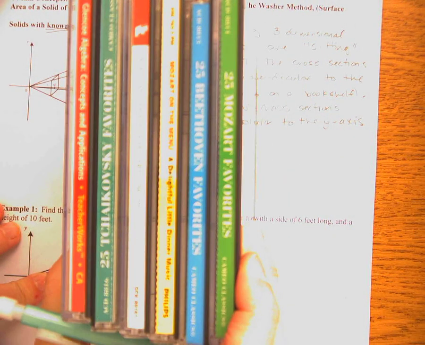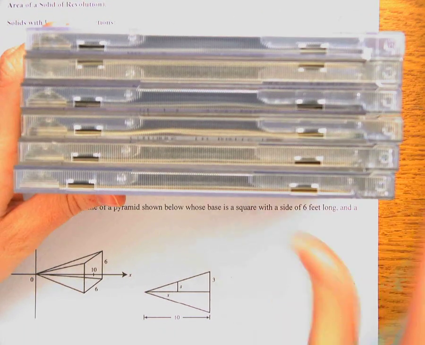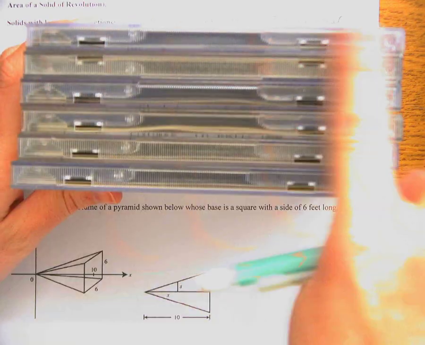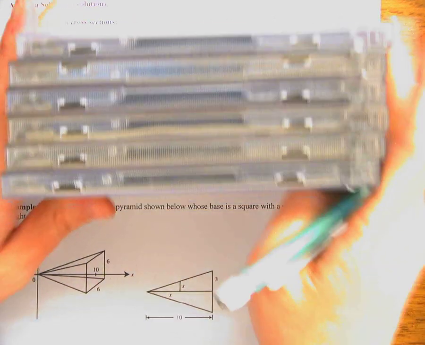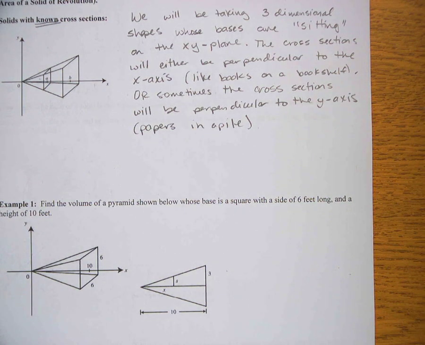And they would be going long ways, I guess you could say. So instead of being stacked like that as before, now they're stacked like this. And you would sum them up from bottom to top, like papers in a pile. Okay? So that's the difference between perpendicular to the x-axis versus perpendicular to the y-axis.